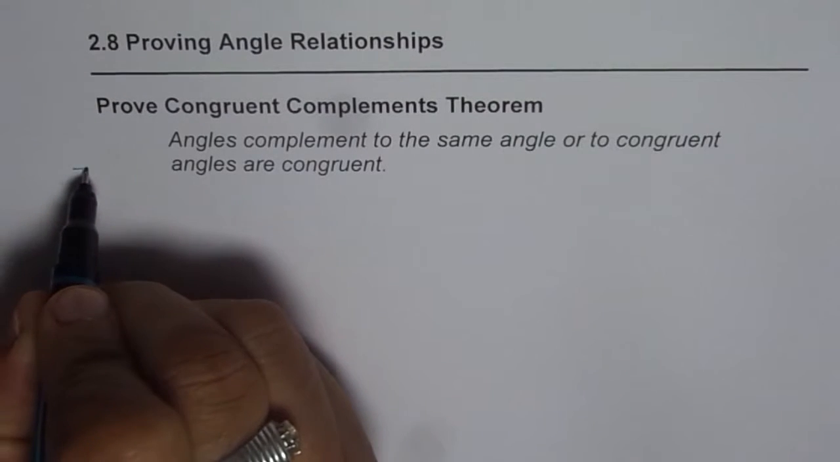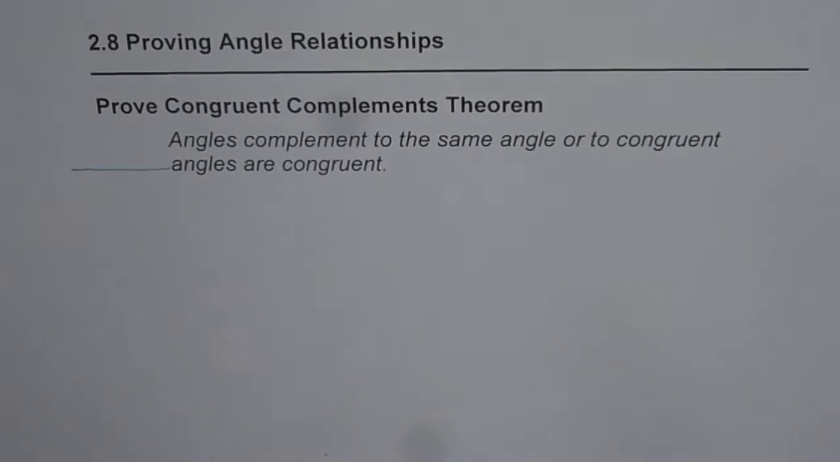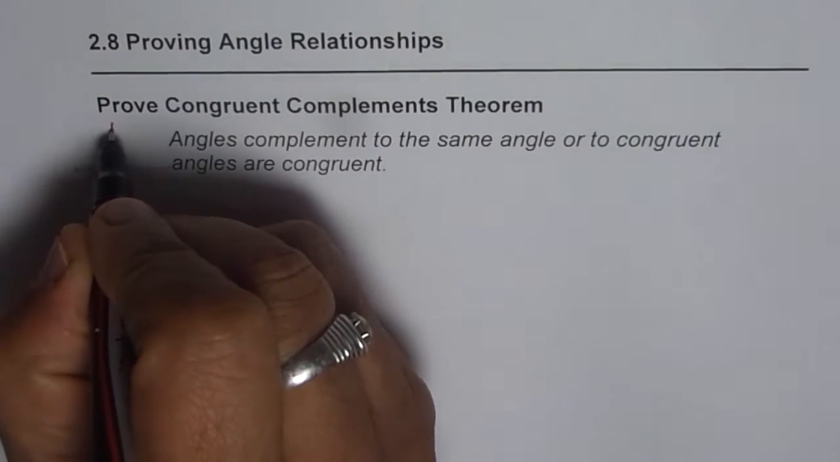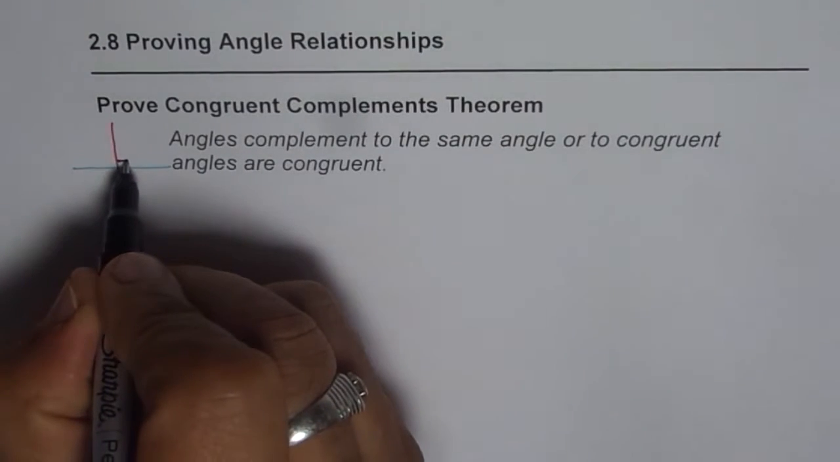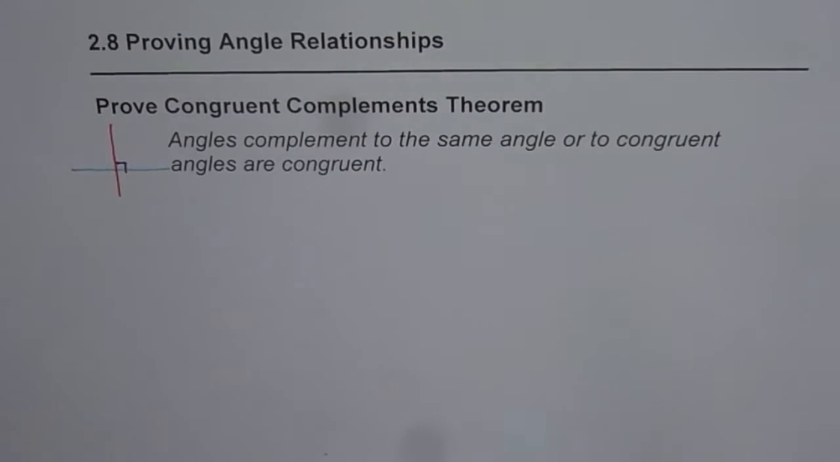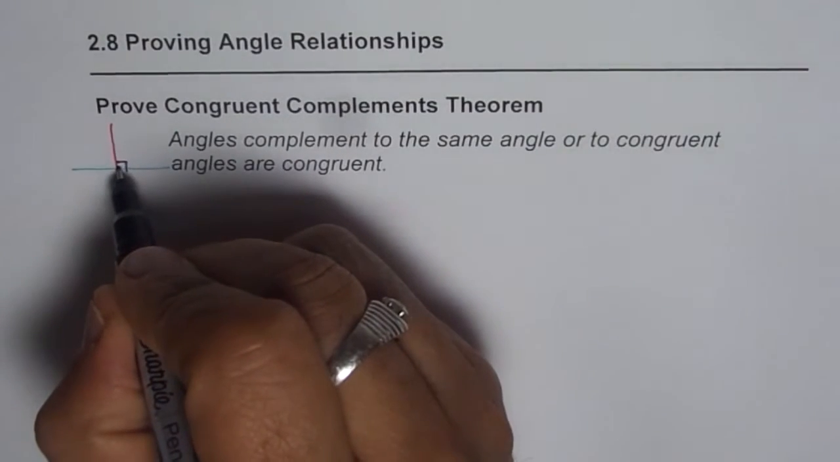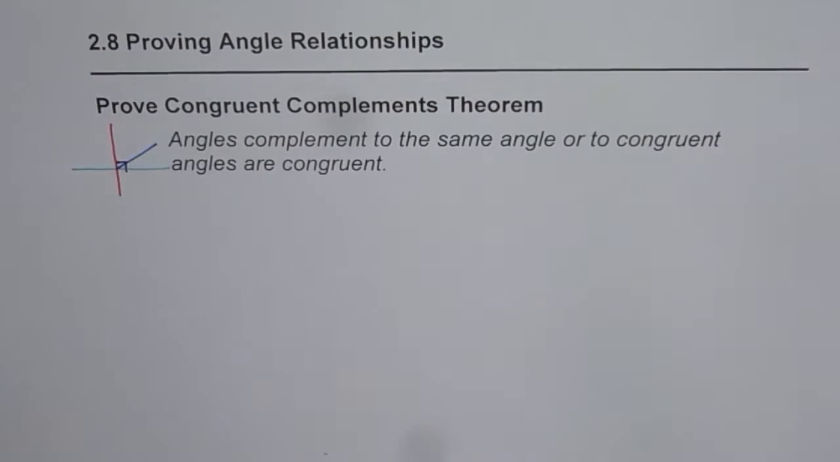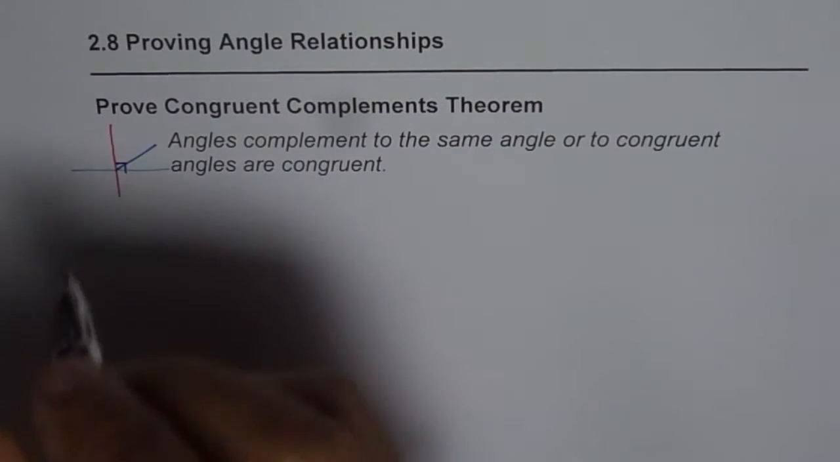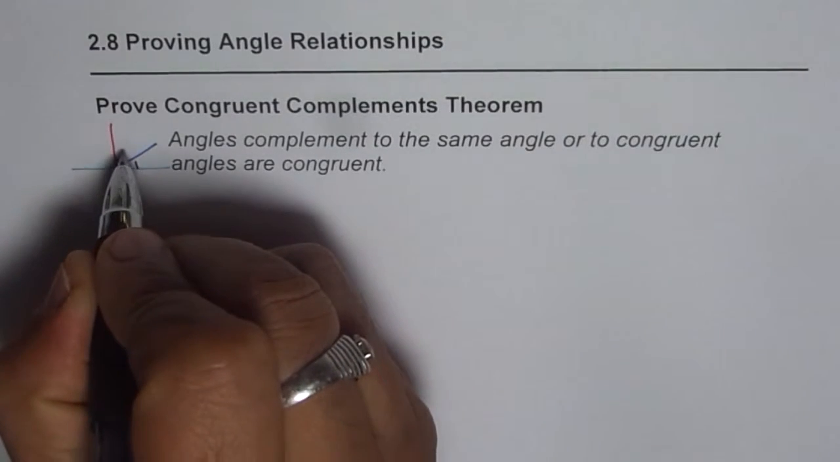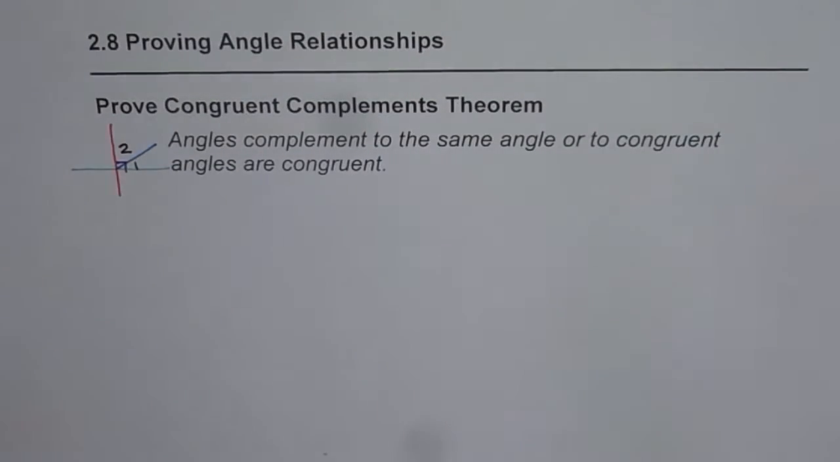So let us say we have a line, and if I divide this line by a bisector which goes perpendicular to it, then we have 90 degrees, right? And if we have two angles whose sum is 90 degrees, in that case, these two angles are termed complementary angles, right? So let me number these angles 1 and 2. So we have angles 1 and 2, and their sum is 90 degrees, and they are called complementary angles.